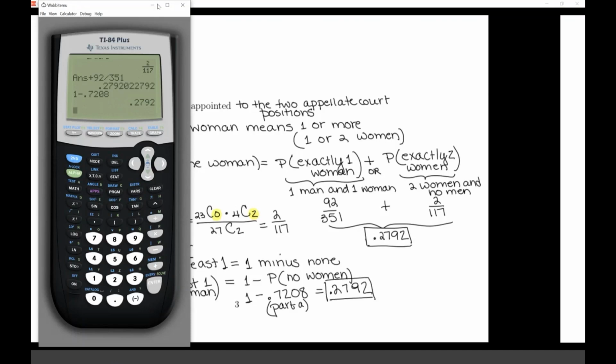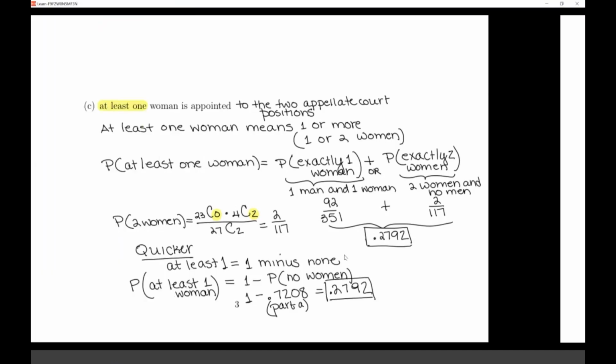So there's more than one way to do these at least problems. You can add up the alternatives, but I was lucky here that there were only 2 appellate court positions open. Suppose there were 10. Then I'd have to add up 10 separate probability fractions. That takes long. It's a lot faster to just say at least one is one minus none. And then I just have to calculate the probability of no women, and I have my probability value.